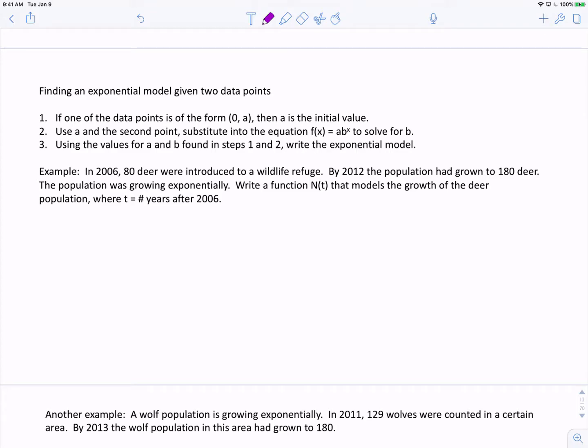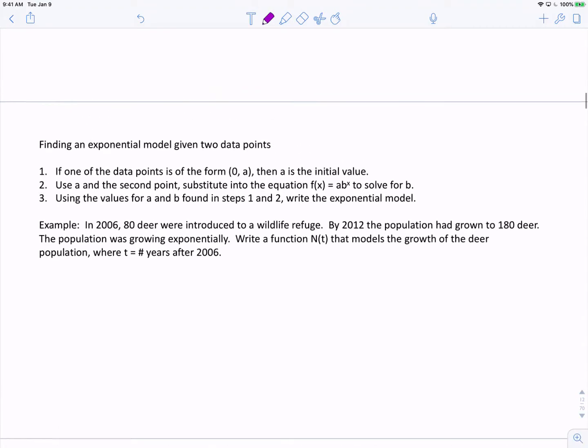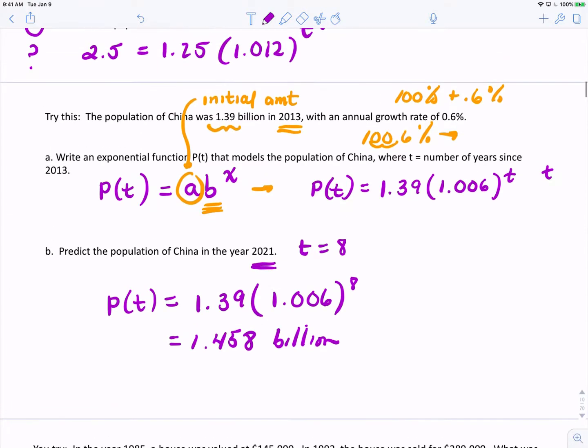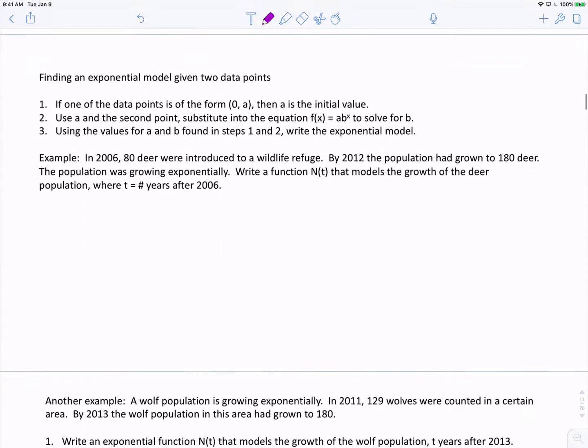Finding an exponential model given two data points. So in our previous examples, we were always given the growth rate. So we were always told that the population was growing by a certain amount, and then we were asked to make the model. But what if we were just given two data points and we weren't given the growth rate? How would we approach the problem?